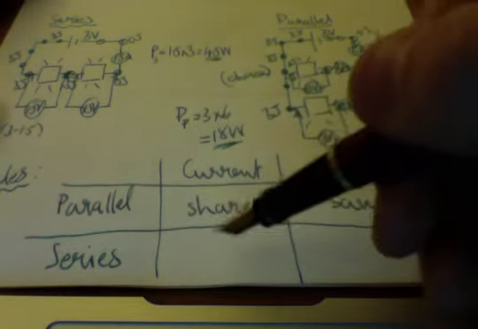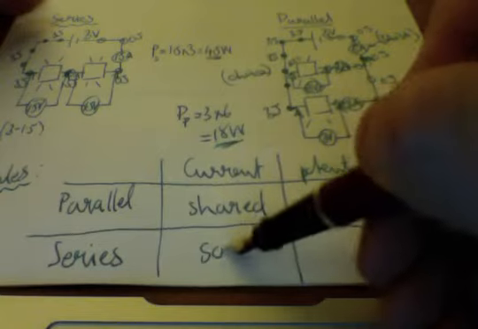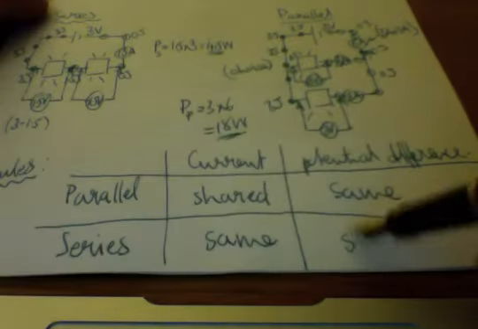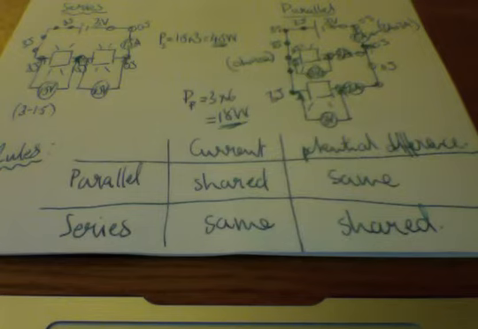So therefore, in a series circuit, we have the same current. If you take a look there, the current's the same here, the same there, and there. Whereas the potential difference is shared. So those are the rules of the series and parallel circuits. Excellent. Okay, let's look at a few examples.